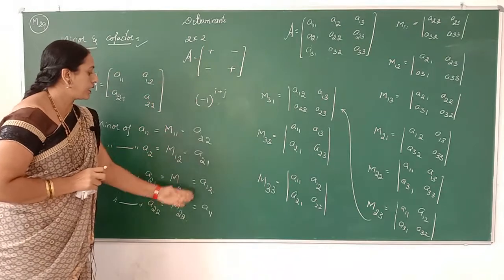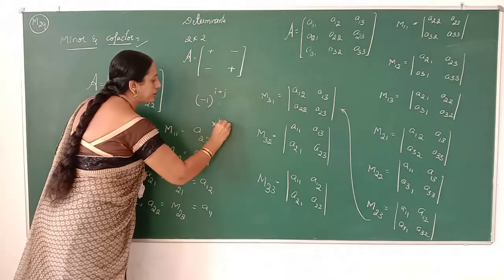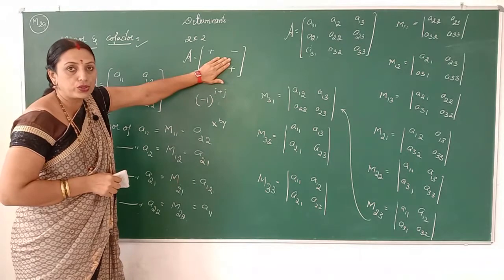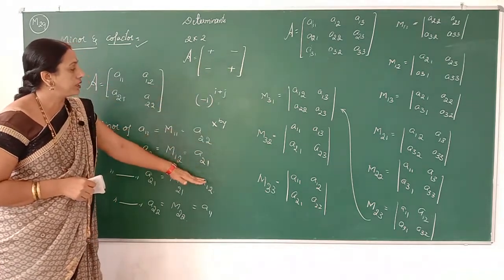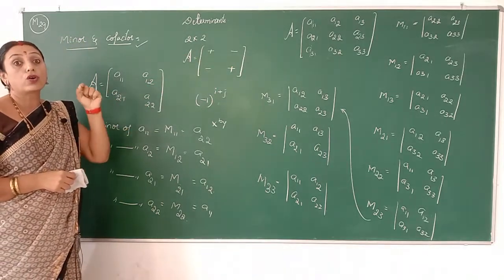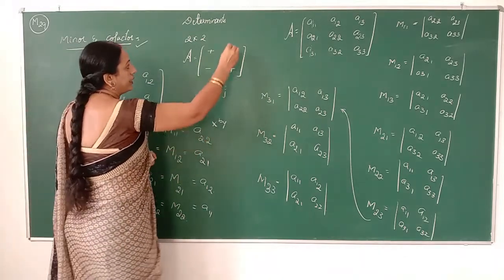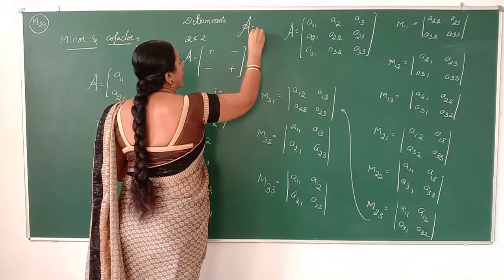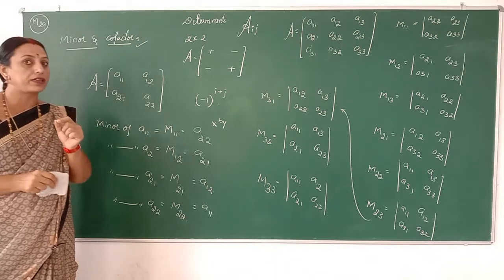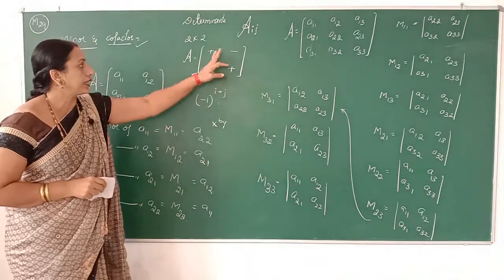So if these are the minors of the elements, these are multiplied by the corresponding signs of the 2 cross 2 determinant. What we get when the minors are multiplied by the corresponding sign are called the cofactors of the determinant. Such cofactor elements are generally denoted by capital Aij. Capital Aij is the symbol for the cofactor of the element. So it means the minor elements are multiplied with the corresponding sign.